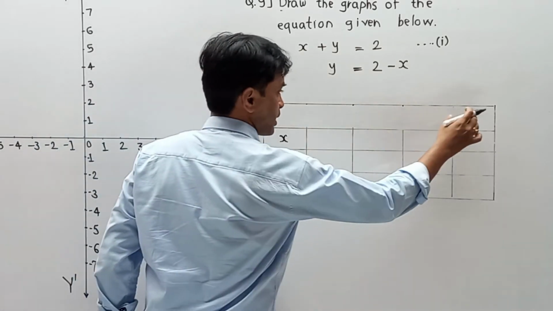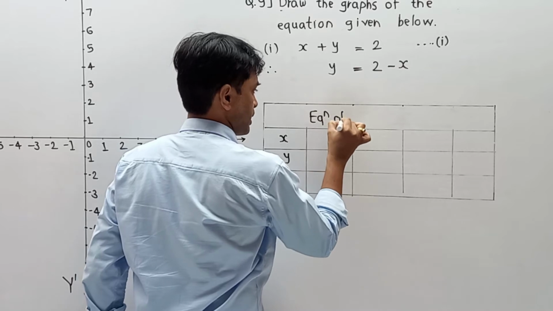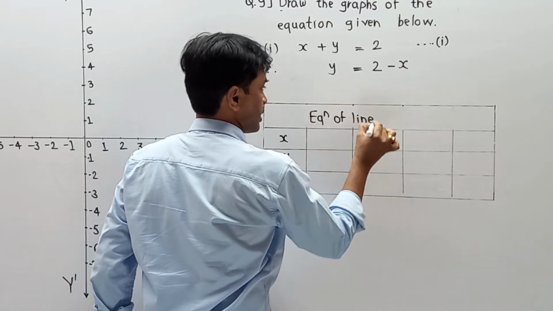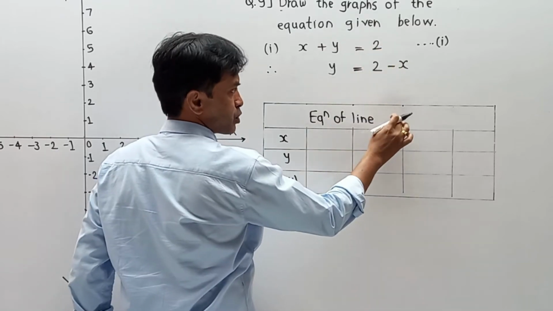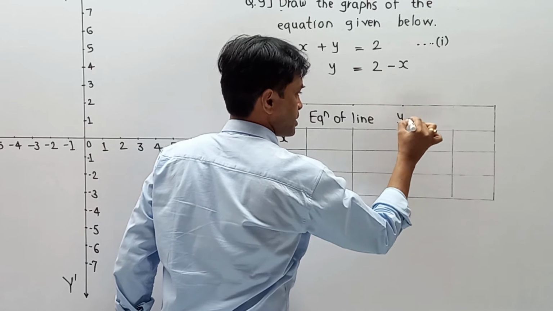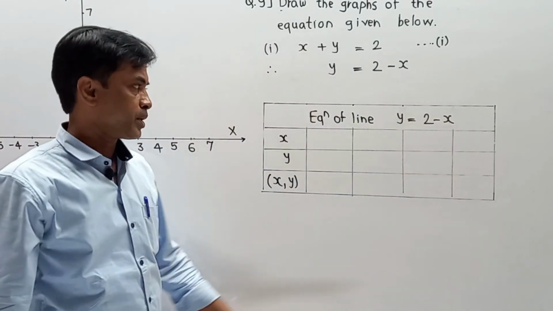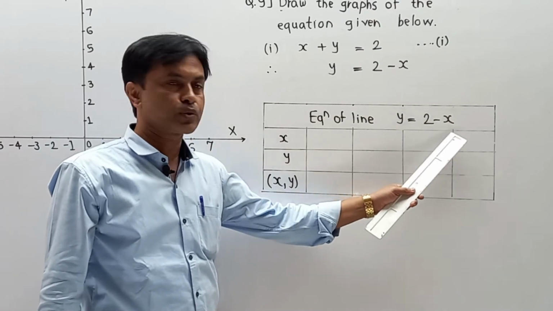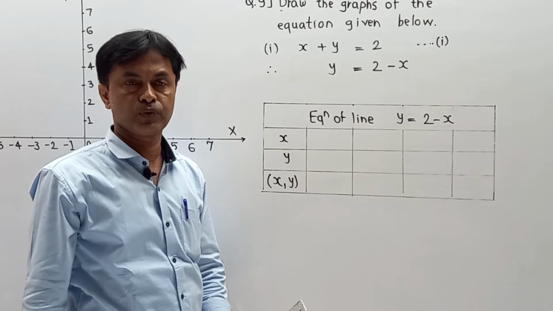Here we are going to write the equation of a line. Let us say this equation is x plus y is equal to 2. You can write this also as y is equal to 2 minus x. So I am writing y is equal to 2 minus x. Now here our equation is y is equal to 2 minus x, or you can also put x plus y is equal to 2. Anyway, it is true for you.